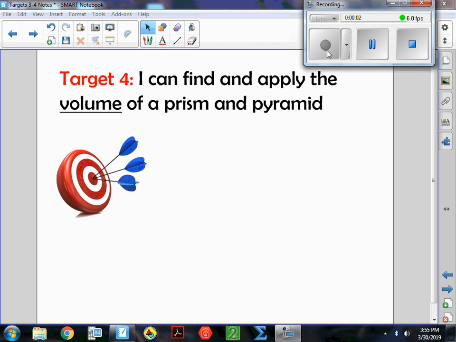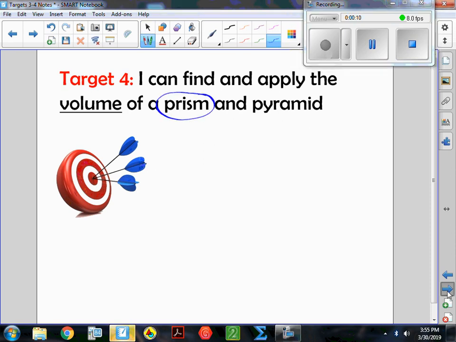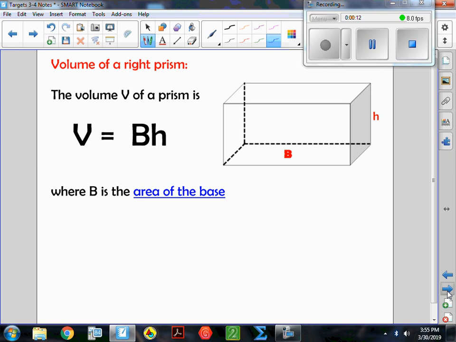Okay, target 4 is on finding the volume of a prism and pyramid. So this video is just going to be on finding the volume of a prism. The volume of any prism is going to be the area of the base times the height. So we're going to use the volume equals capital B H formula.